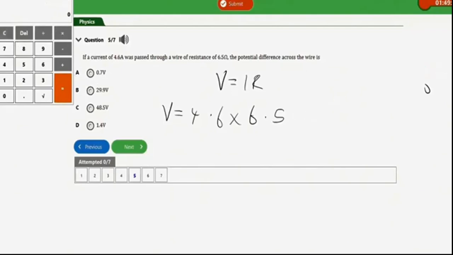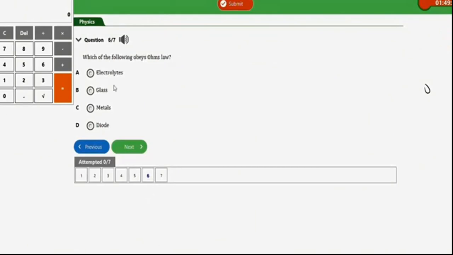Let's wipe this now and solve the last repeated question in this video before we call it a class. The last one I have here is this question. It says, which of the following obeys Ohm's law? We have electrolyte, glass, metals, diodes. So guys, the correct option is obvious. That's option C, metals. Metals obey Ohm's law.